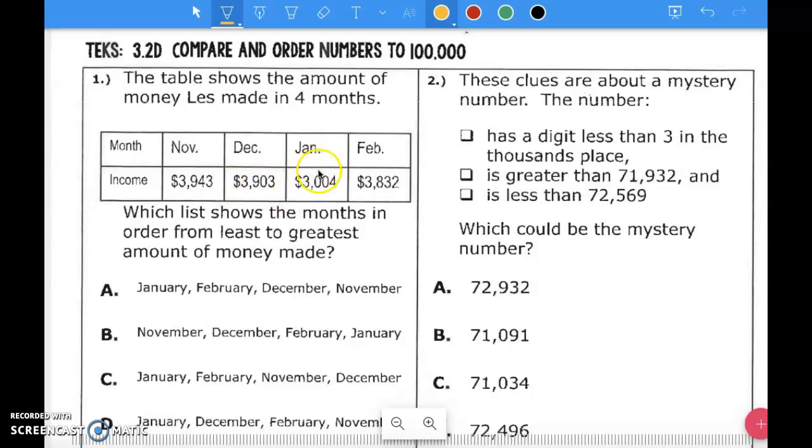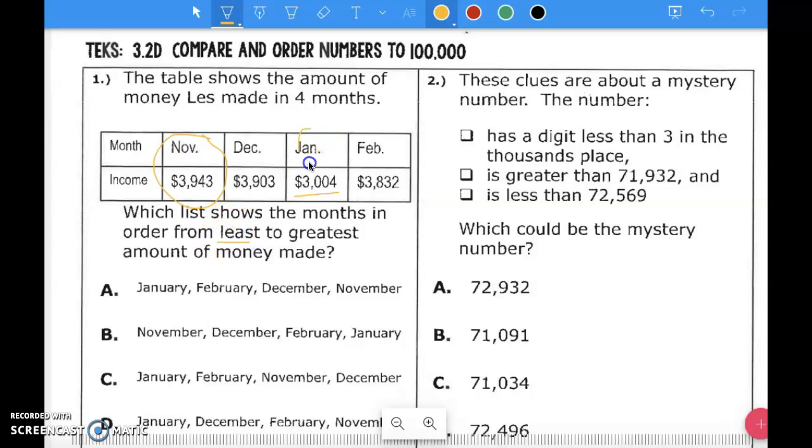3,943. Wow, these are high figures. January, 3,004. And February, 3,832. Just out of curiosity, I'm going to circle the highest one, this one, and the lowest one is this one. Which list shows the months in order from least to greatest?